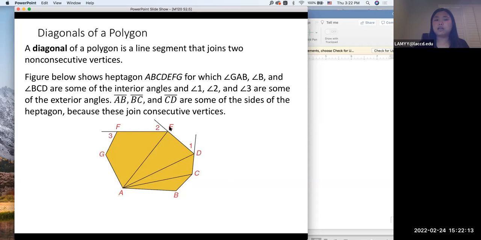Okay, the figure below shows the heptagon. Okay, A, B, C, D, E, F, G. How many sides do we have? 1, 2, 3, 4, 5, 6, 7. 7, right? There are 7 sides in here. And we have angle GAB, angle B, angle BCD. These are some of the interior angles here. And then we do have the exterior angles. When we extend the line, angle 1 will be an exterior angle. Angle 2, angle 3 are some of the exterior angles. And then AB, BC, CD, or DE, these are going to be the sides, the line segments, the sides of the heptagon.